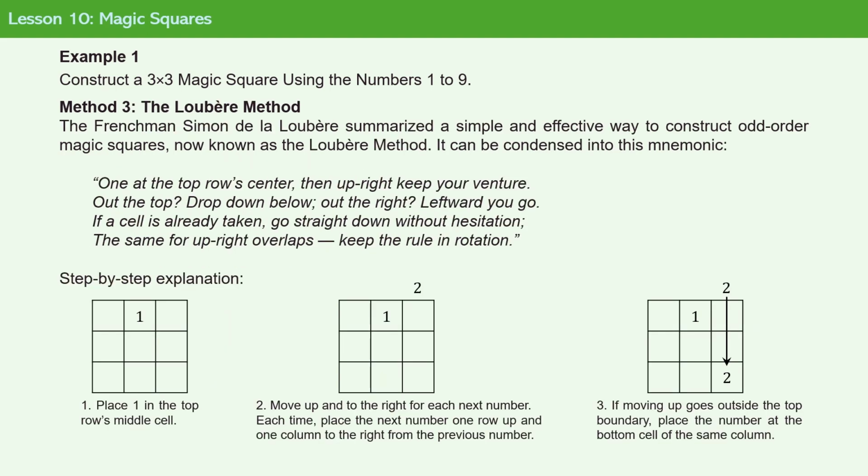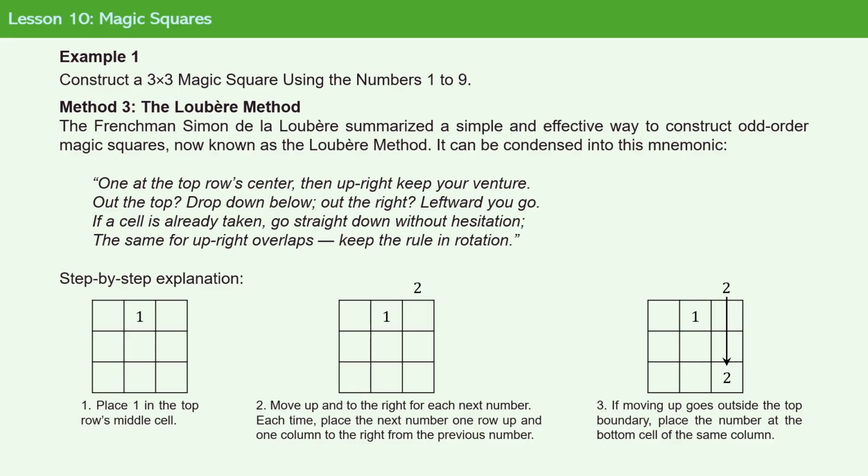Method 3, the Loubère method. The Frenchman Simon de la Loubère summarized a simple and effective way to construct odd-order magic squares, now known as the Loubère method. It can be condensed into this mnemonic: 1 at the top row's center, then upright keep your venture. Out the top, drop down below, out the right, leftward you go. If a cell is already taken, go straight down without hesitation, the same for upright overlaps, keep the rule in rotation. Here is the step-by-step explanation.